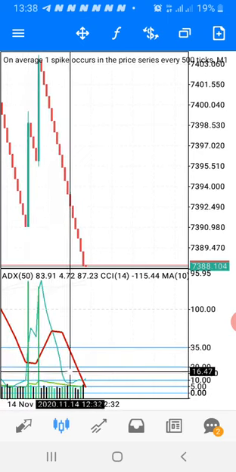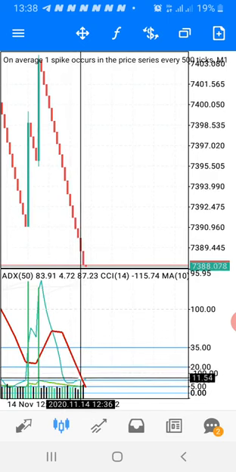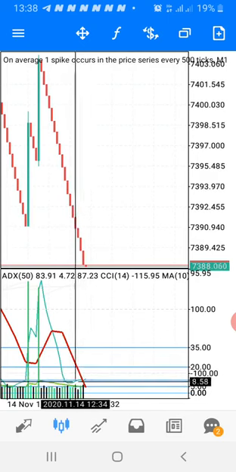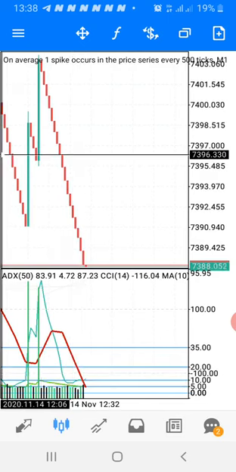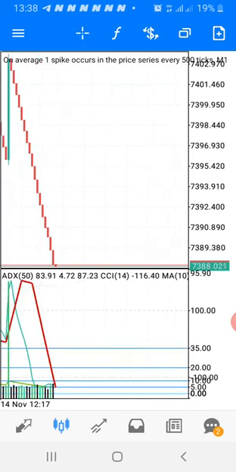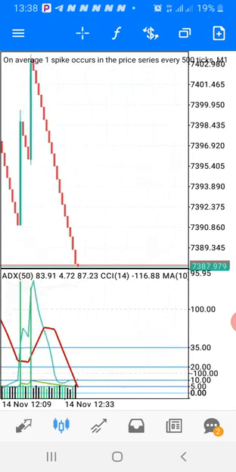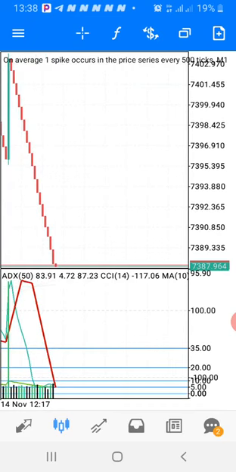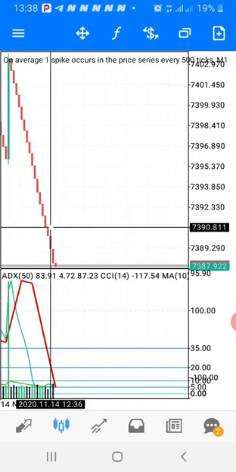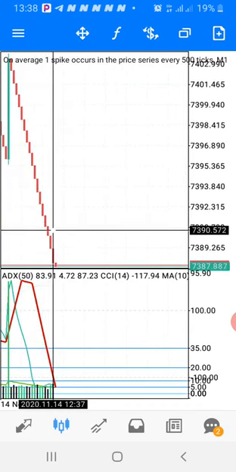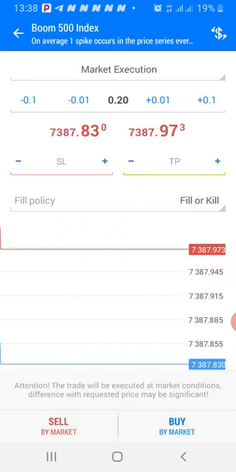So this is another crossing. As you can see, this is another crossing. So I want to place a buy for this market.